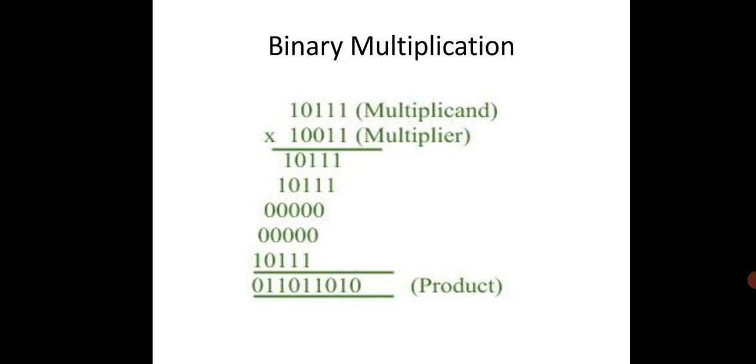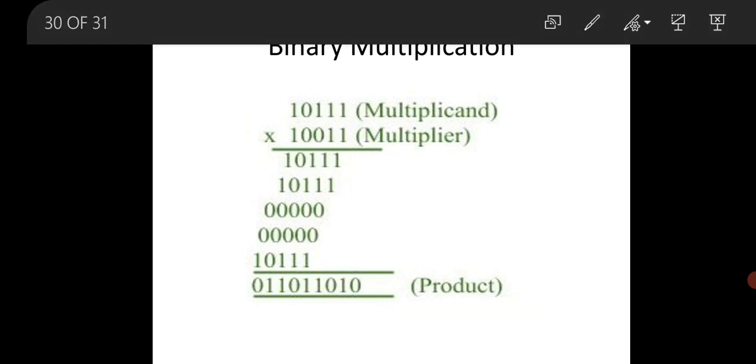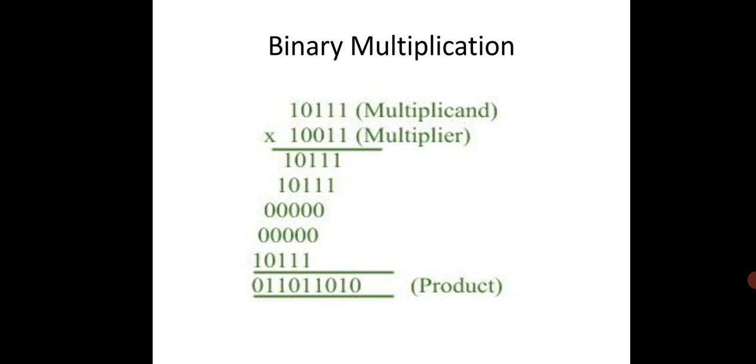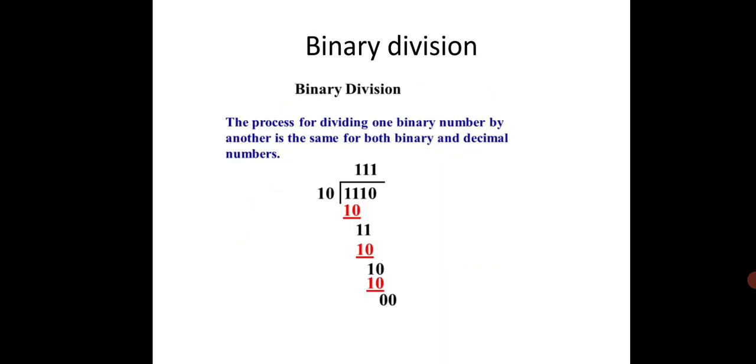You have to add all these binaries. It is 0, 1, 0, 1, 1, 0, 1, 1, 0. This is your product for this binary multiplication.